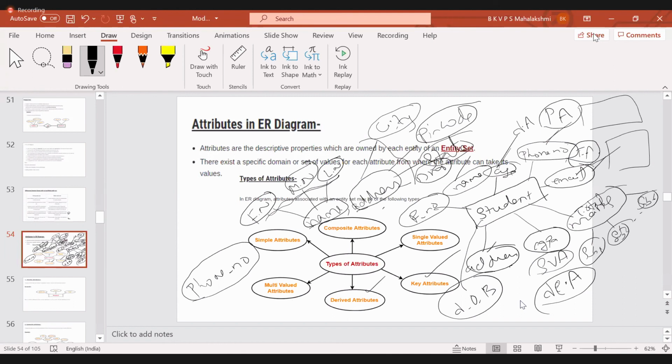Okay, so coming to what you asked about the multi-valued attribute, right? Coming to the phone number, for the student, nowadays everybody is maintaining 2 phone numbers. Everybody is maintaining 2 phone numbers. Maybe some WhatsApp number.